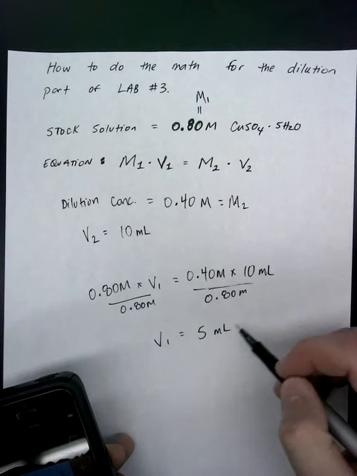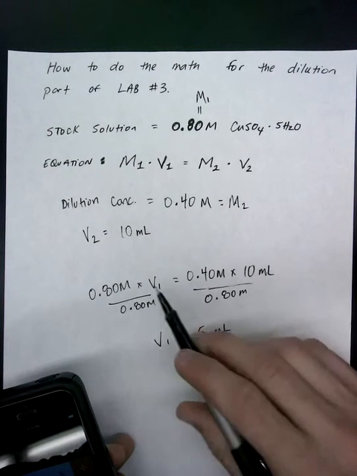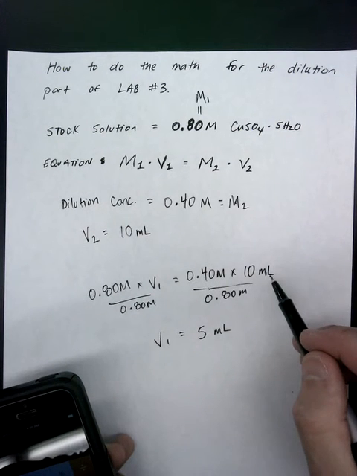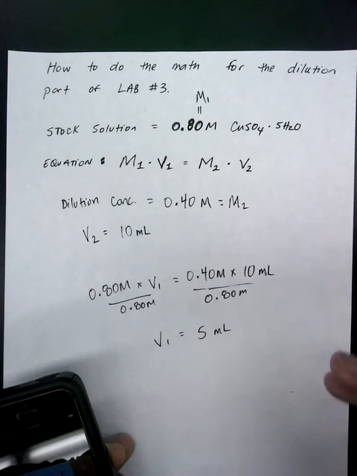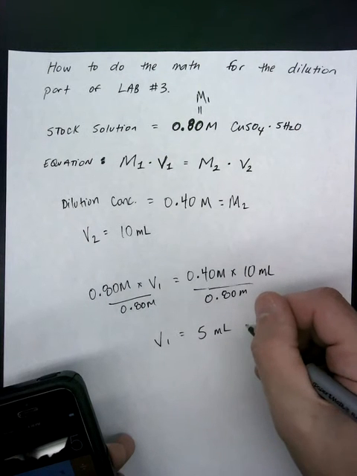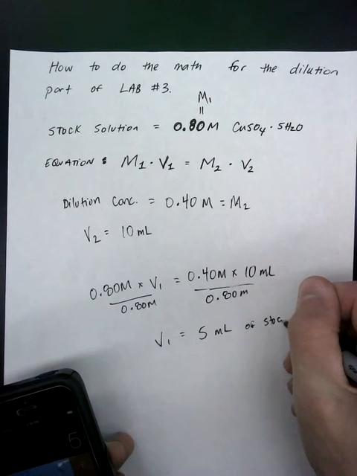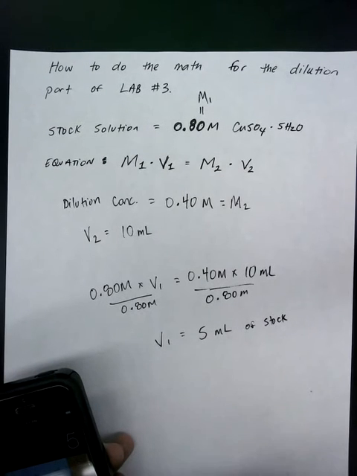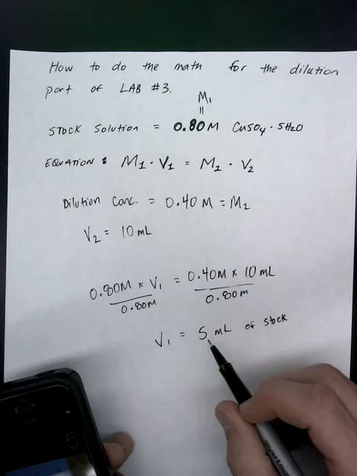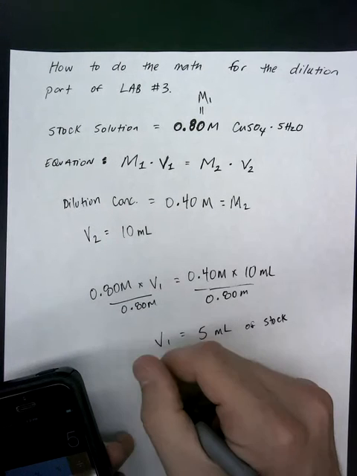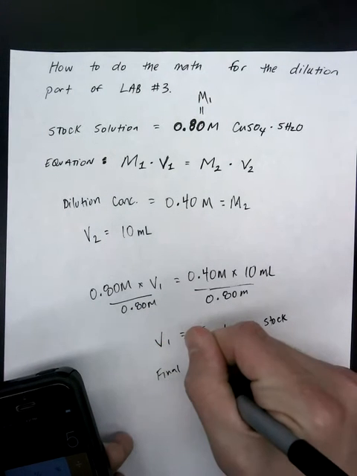You can do that. You don't have to convert it to liters if both volumes are in milliliters. That's totally fine. You can convert it to liters if you want; you'll get the same answer. So this is my V1: 5 milliliters of the 0.8 stock that I need. You should recognize 5 milliliters is not equal to the final volume. The final volume is 10 milliliters.